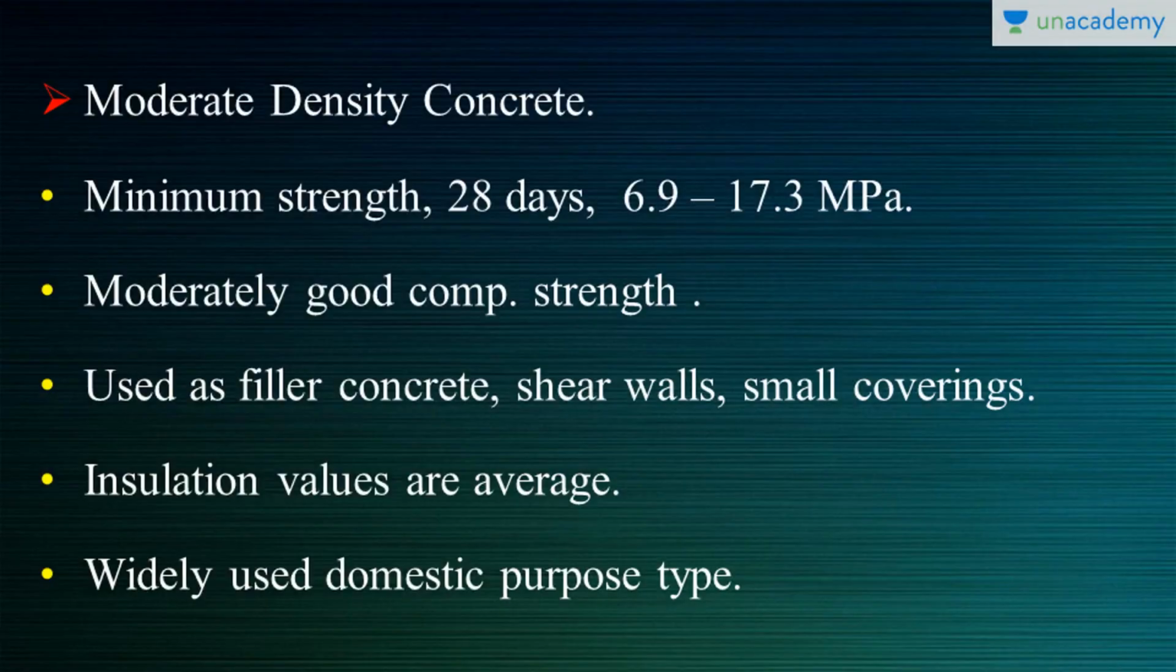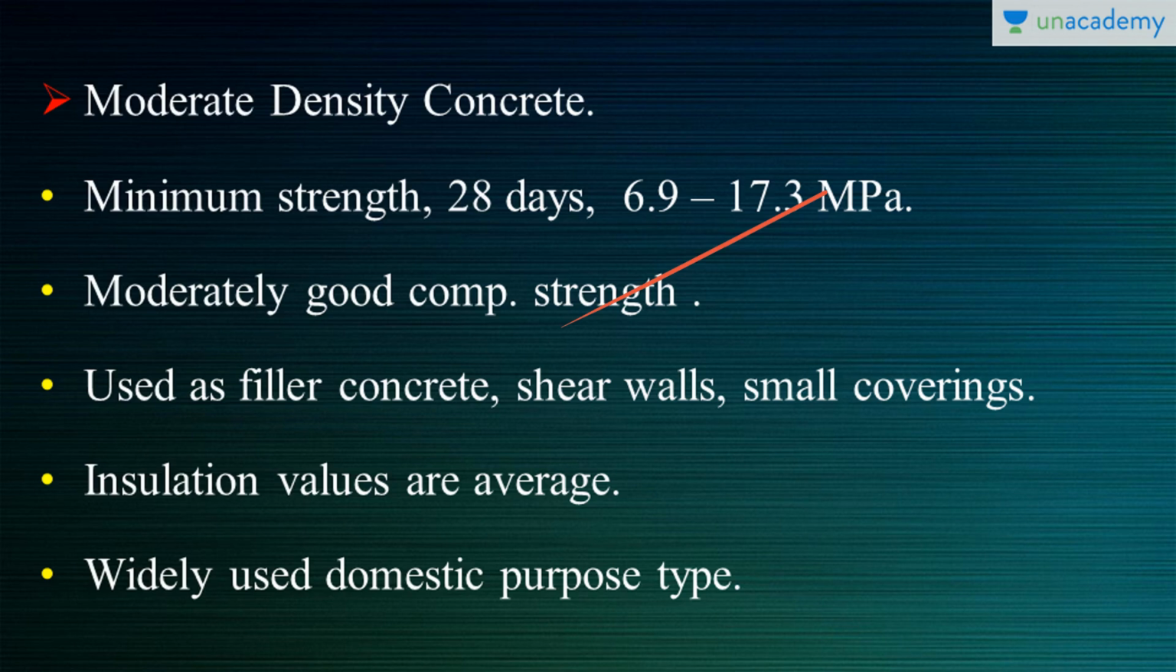Next one is the moderate density concrete. This is a concrete that lies in between high density and low density concrete. The minimum strength for 28 days will be 6.9 to 17.3 megapascal. So these are moderately good compressive strengths, fairly average. This can be used even for domestic purposes without much care to be taken.